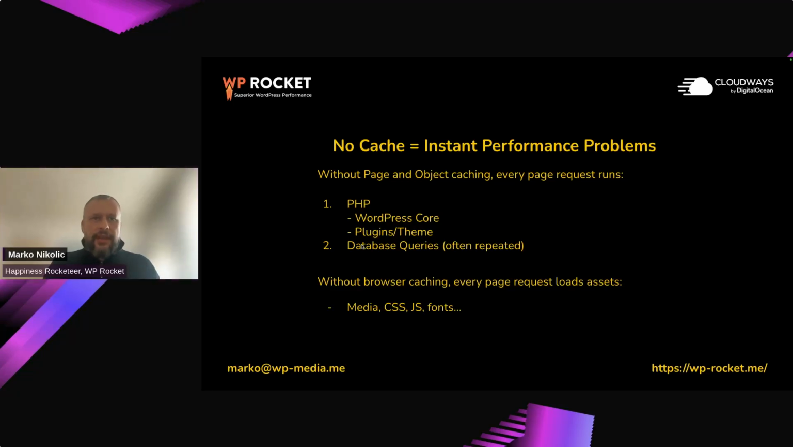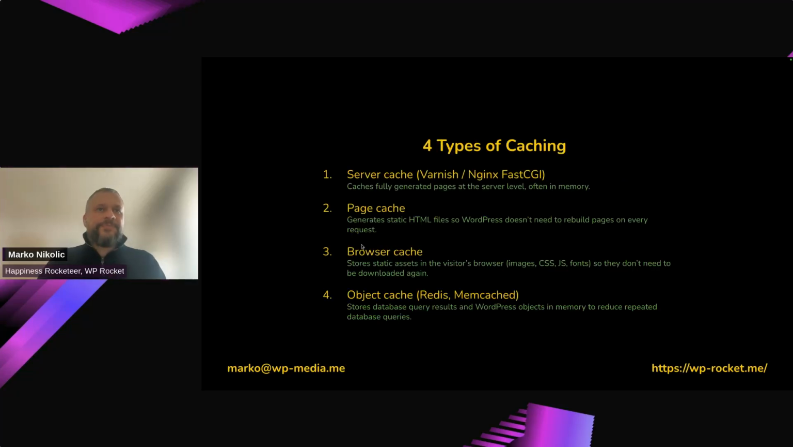Browser caching is something different. It will allow your browser to keep assets like media, CSS, JS, and fonts, and deliver them from the browser cache the next time you visit the page. So you go to one page, and if you have browser caching, it will simply keep it in the browser. Next time you visit the page, you don't need to request these files from the server. It will be stored in the browser.